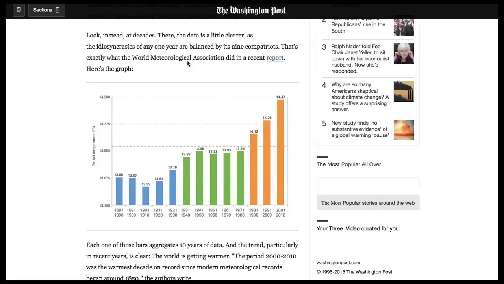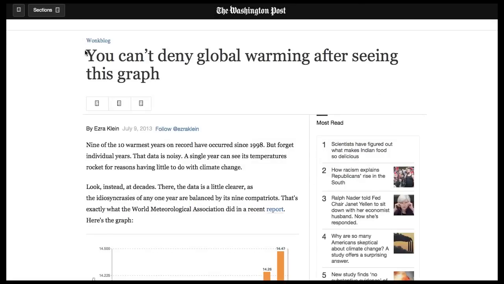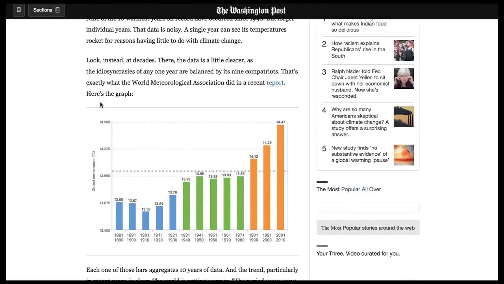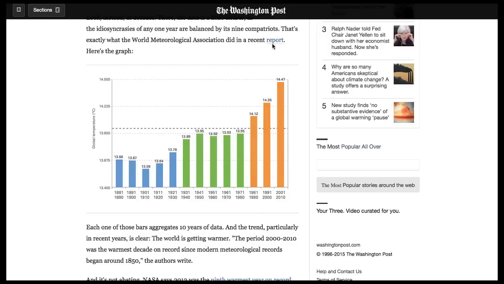So let's take a look at another example. From the Washington Post a couple years ago, the Wonkblog: "You can't deny global warming after seeing this graph." And this is a graph from the World Meteorological Association from a report that they did, and the report is linked up so you can go read it yourself. And basically this is the graphic that they have.